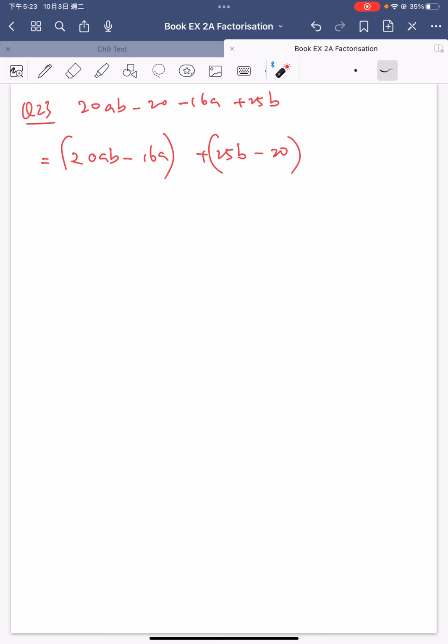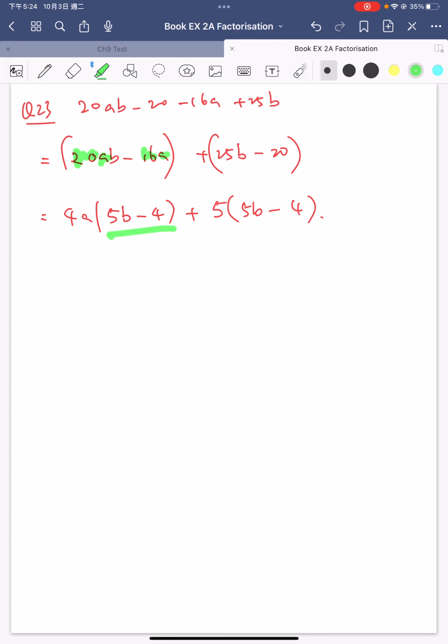Now we can take out 4 as the common factor together with the a. So we can take out 4a. Then what we are left with is 5b minus 4. And here, 25 and 20 have a common factor of 5, so we can take out a 5. Then we have 5b minus 4. Now we have this 5b minus 4 as the common factor. We take it out again, and what we are left with is 4a plus 5.